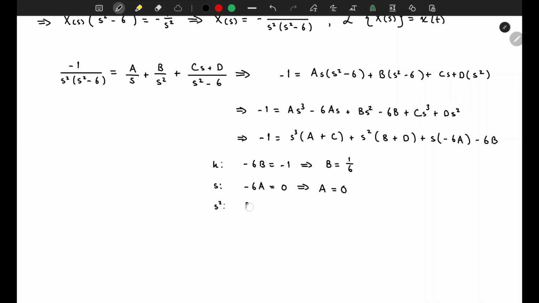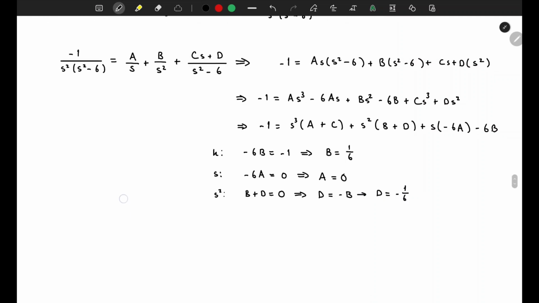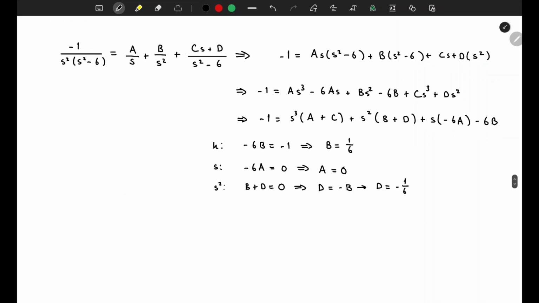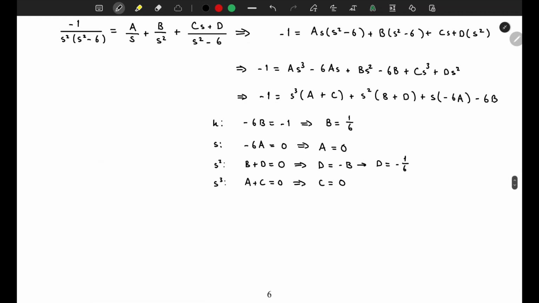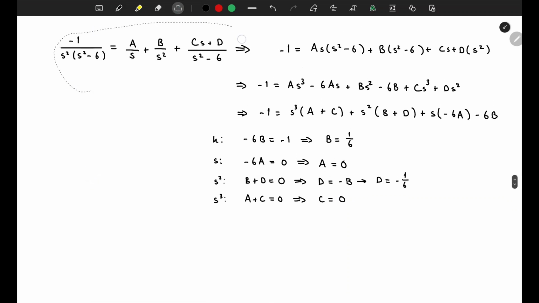And so for s squared, we have b plus d, which is also equal to 0, meaning that since we already have b, d is equal to negative b, which means our d is going to be equal to negative 1 over 6. And then for s cubed, we know that a plus c is equal to 0, and since a is 0, this just means c is also 0. So there we go, we found all of our constants. Let's now replace them.